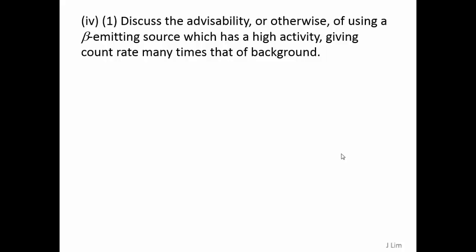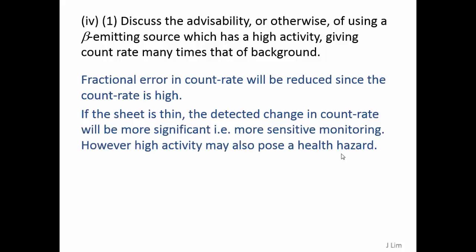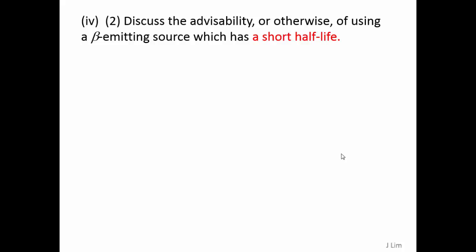Discuss the advisability or otherwise of using a beta emitting source which has a high activity, giving a count rate many times that of background. The fractional error in count rate will be reduced since the count rate is high. If the sheet is thin, the detected change in count rate will be more significant. That is more sensitive monitoring. However, high activity may also pose a health hazard.